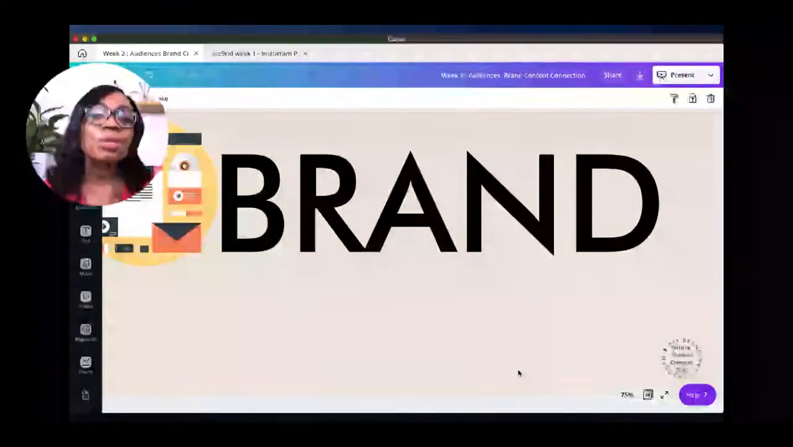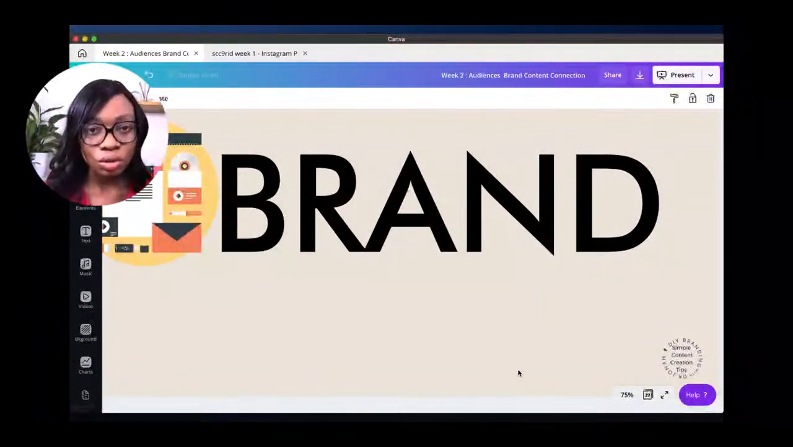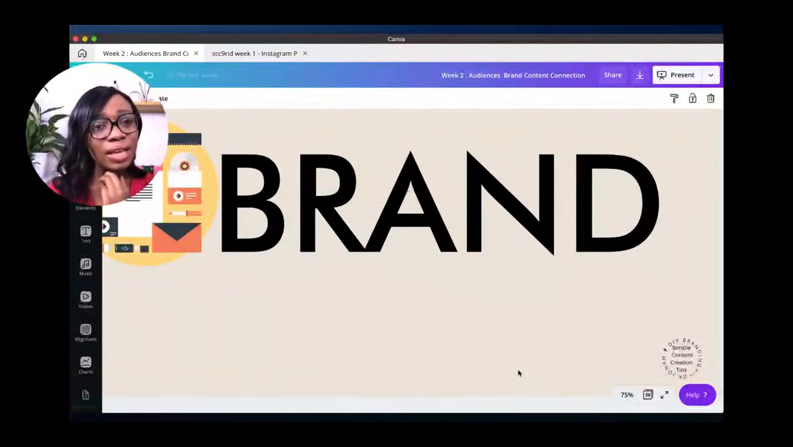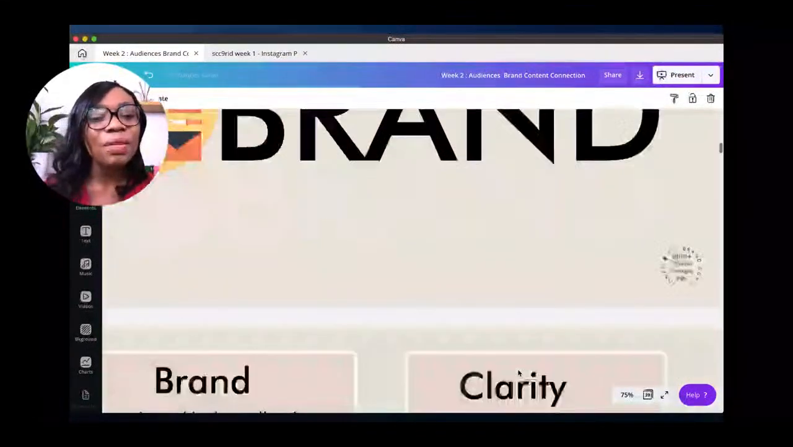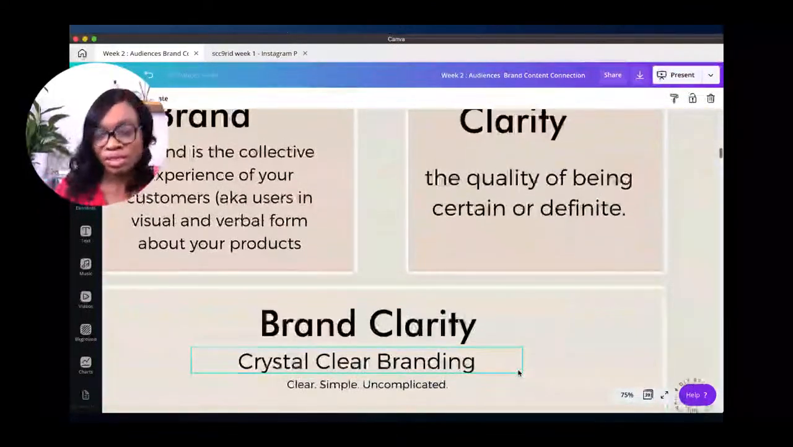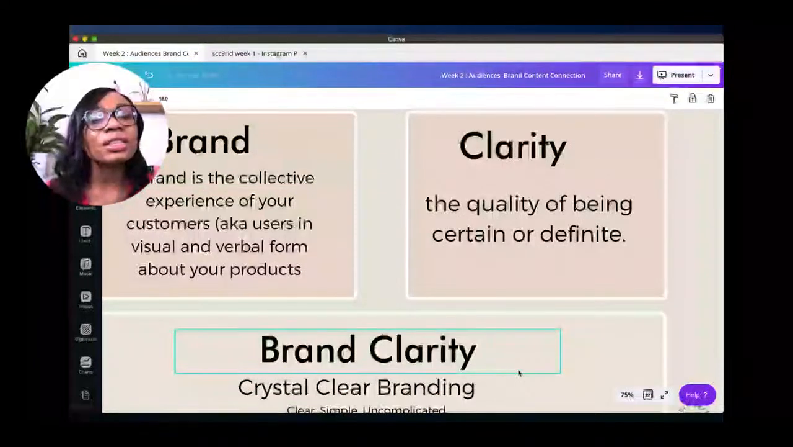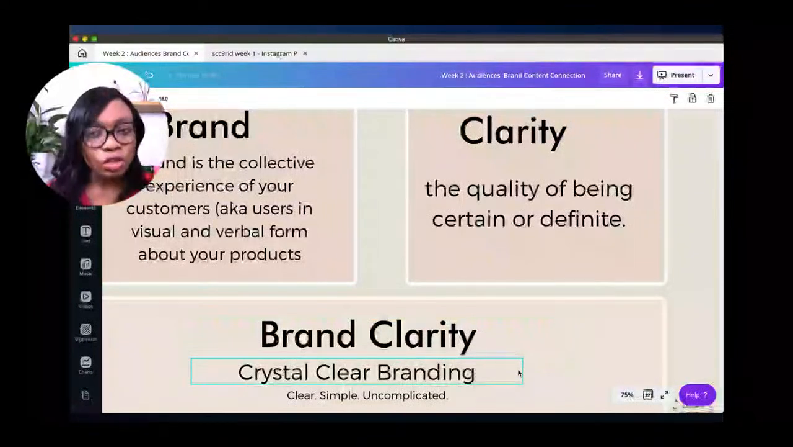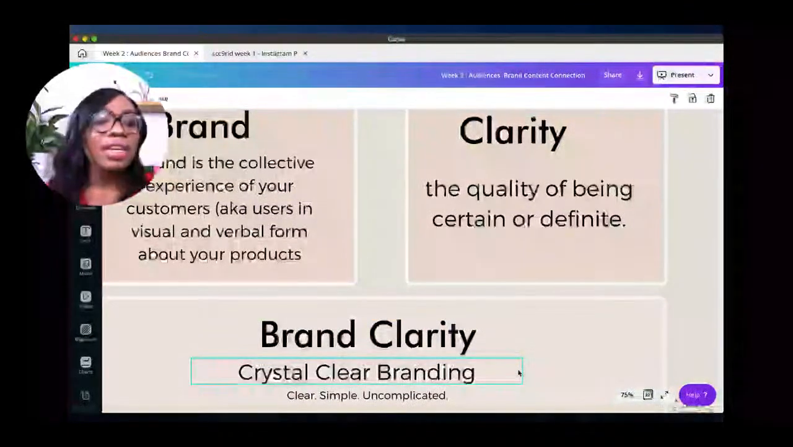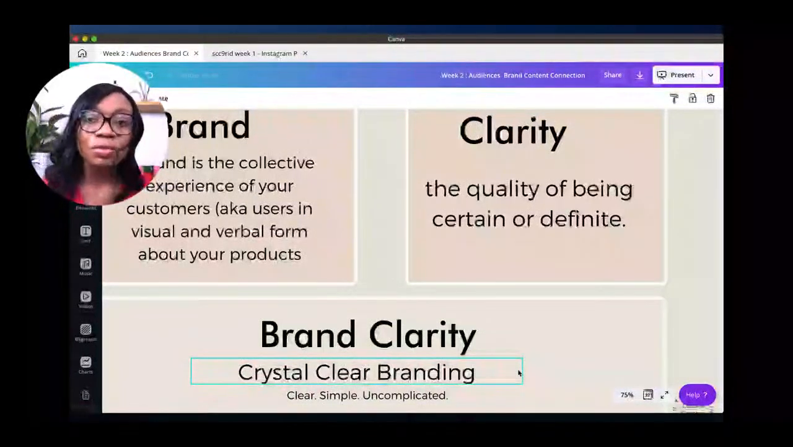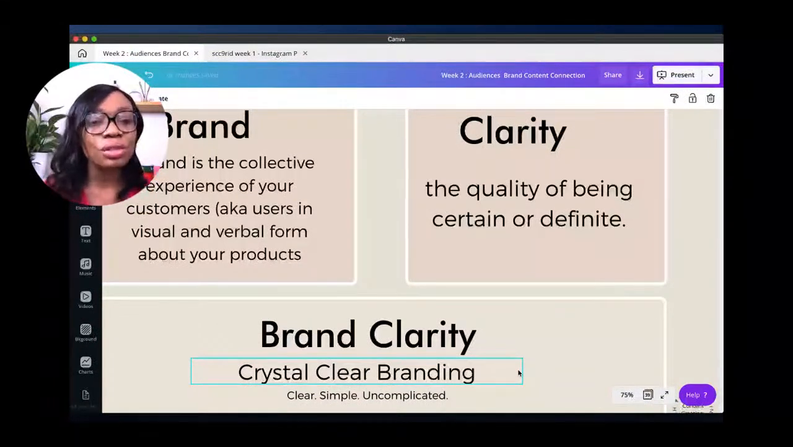But a brand is much more than that. It's not just the colors you use, it's not just your fonts, it's not just your website. What we want you to do at this point is gain brand clarity. Brand clarity is important because you need to understand clearly what your brand does. So I said a brand is the collective experiences of your customers, aka users, in visual and verbal form about your products. That's a simple way to describe it.